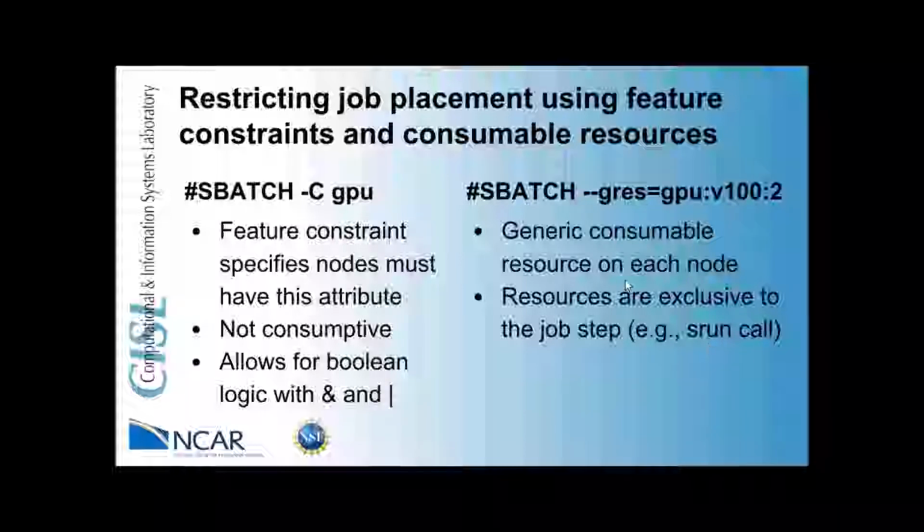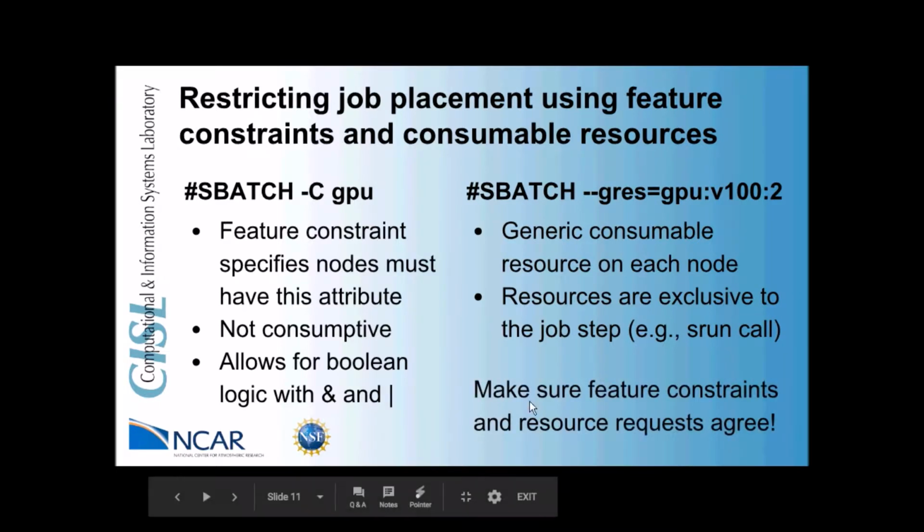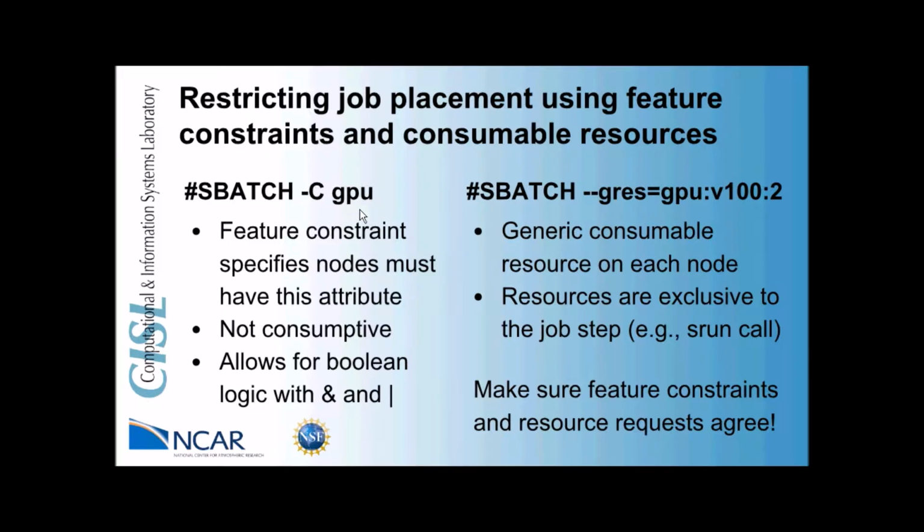So that's the difference between a feature constraint and a consumable resource. Now, of course, make sure that your feature constraints and resource requests agree. If you ask for a V100 constraint, and then you say you want GP100 consumable resource GPUs, that's not going to work because we don't have any nodes that have both of those GPUs on them. And I don't think Slurm will tell you it can't do it.